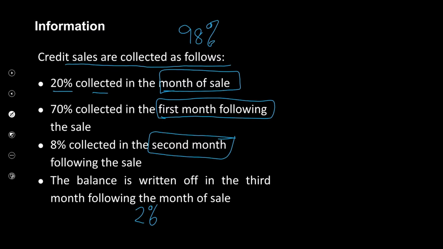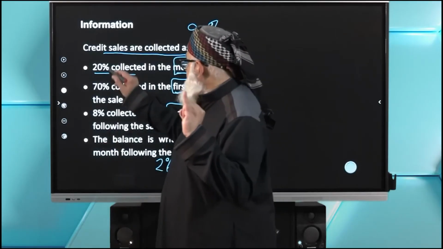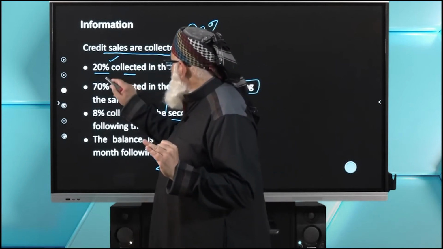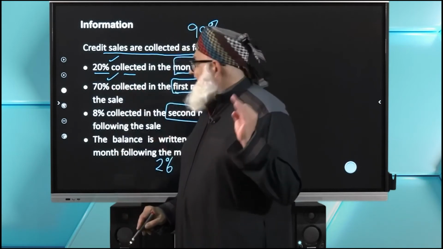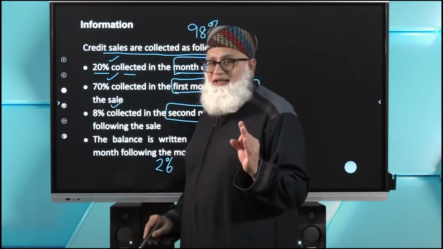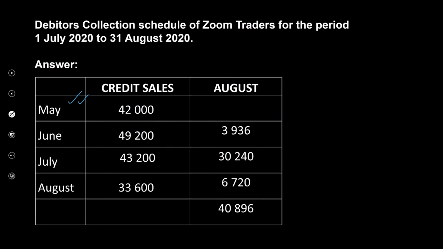20% will pay us in May, right? As per our agreement. 70% will pay us in June, right? 8% will pay us in July. Therefore, notice that May's credit sale has no impact on August.